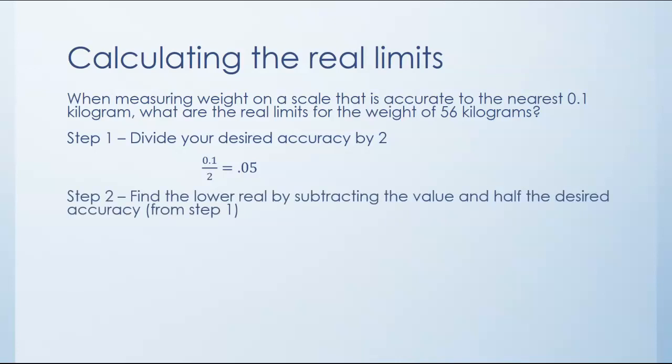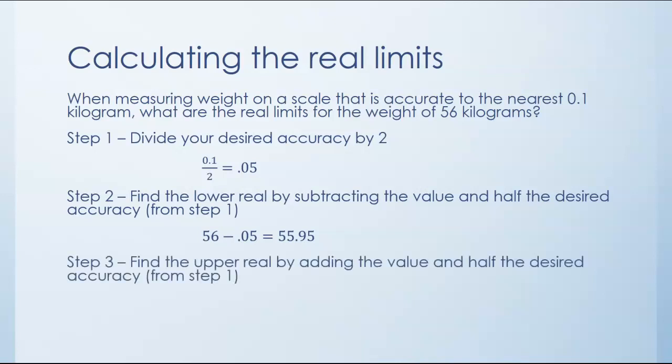So step 2, we're going to find the lower real limit. We're going to do this by subtracting half the desired accuracy from the value. So we're going to take the value 56 kilograms, subtract the 0.05 that we found from step 1, and we're going to get that the lower real limit is 55.95.